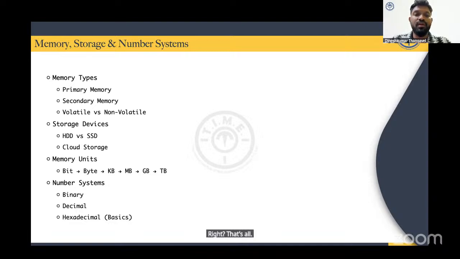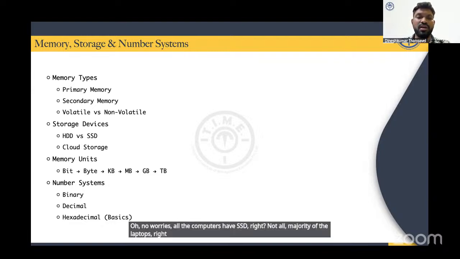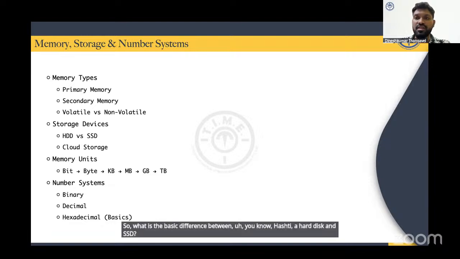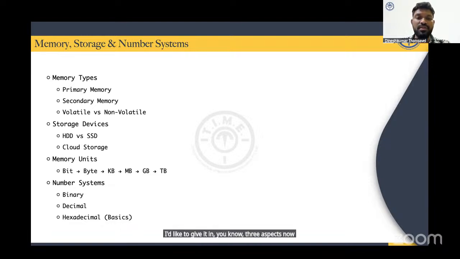That's all. Now, what are HDD and SSD? Many people have this common doubt. Even if you go and buy a new laptop nowadays, the majority of laptops come with SSD. So what is the basic difference between HDD, hard disk, and SSD? I like to give it in three aspects, without going deeper. One is speed, the second is noise, and the third is moving parts. HDD, the hard disk, is slower. SSD is faster.